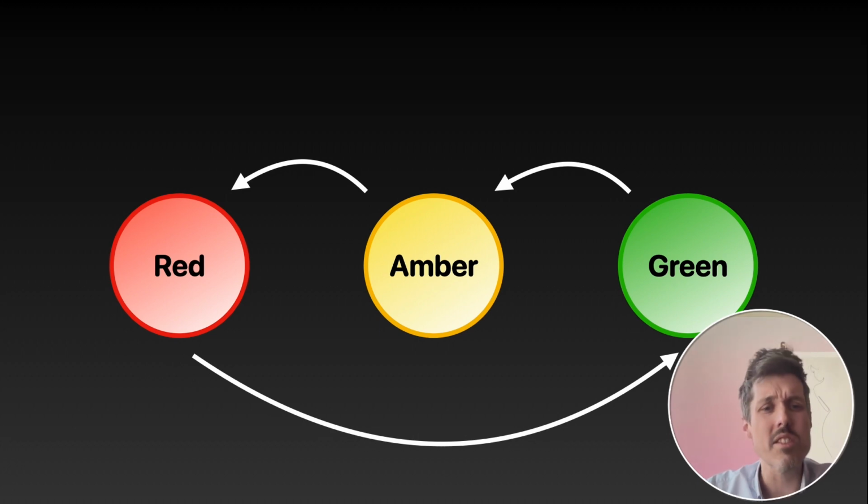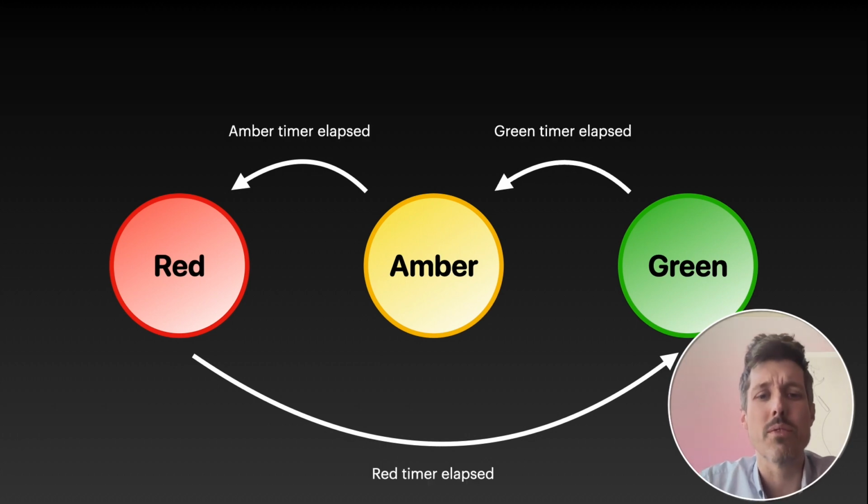Now, let's assume that these state transitions are caused by timers so we can assign names to them. For instance, we move from green to amber once the green timer elapses. We move from amber to red once the amber timer elapses, and so on.